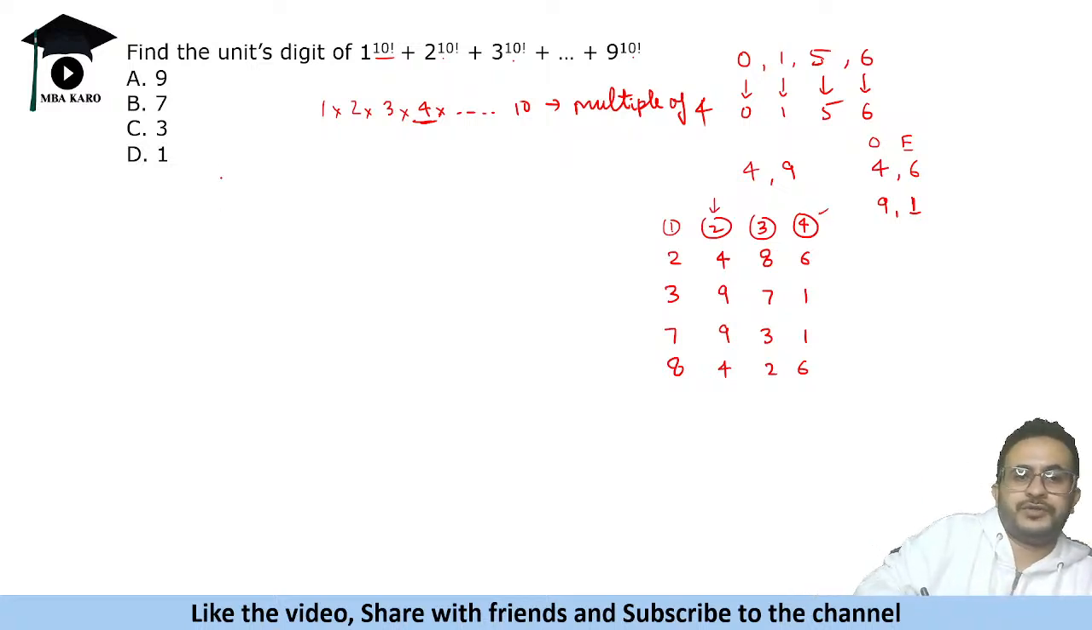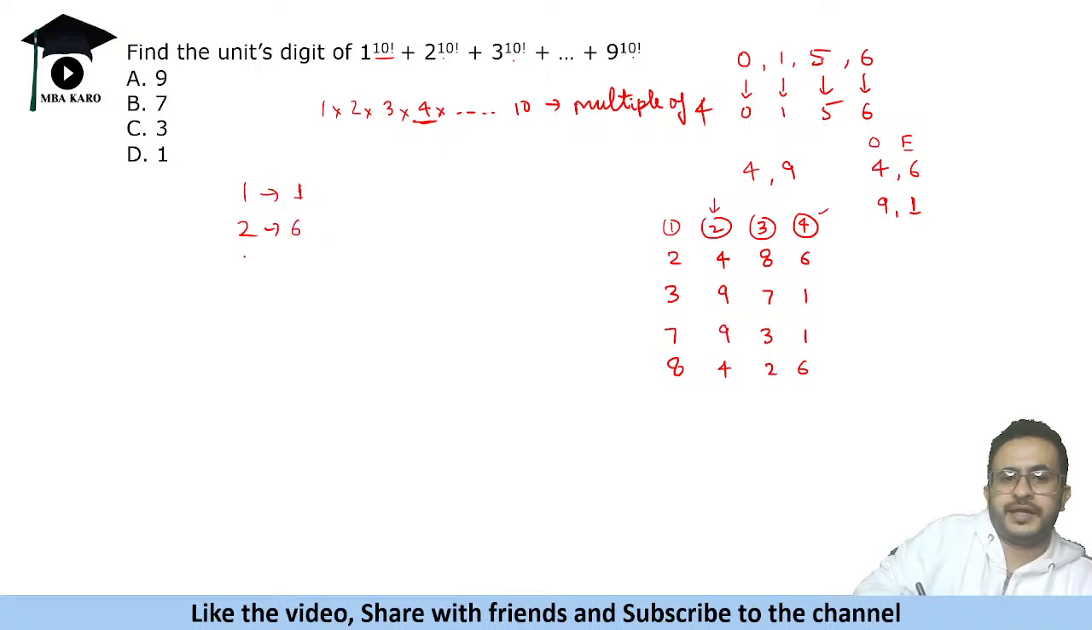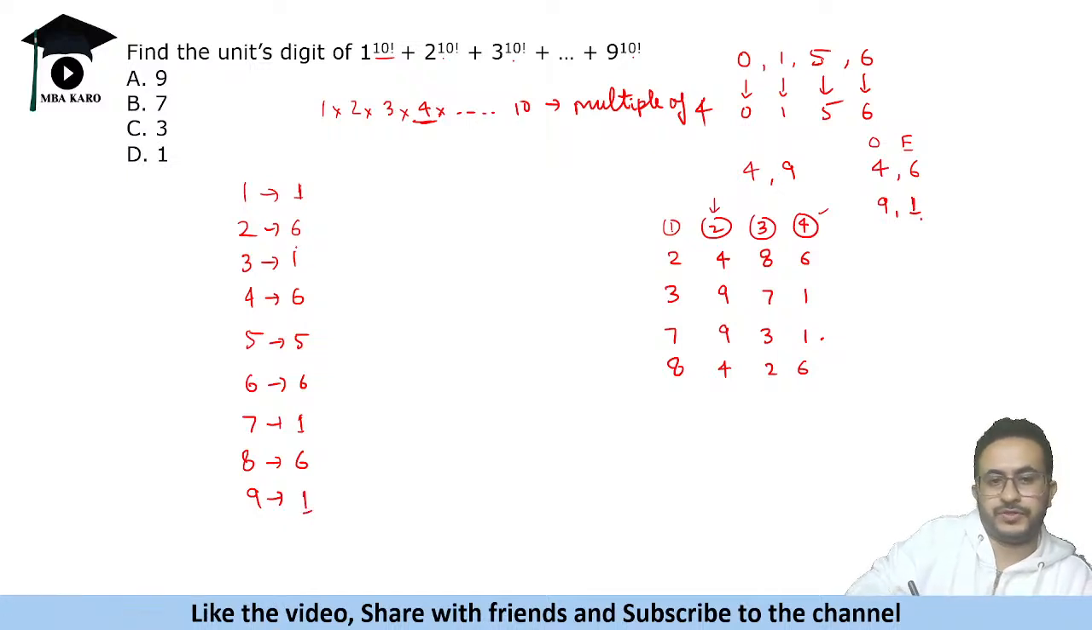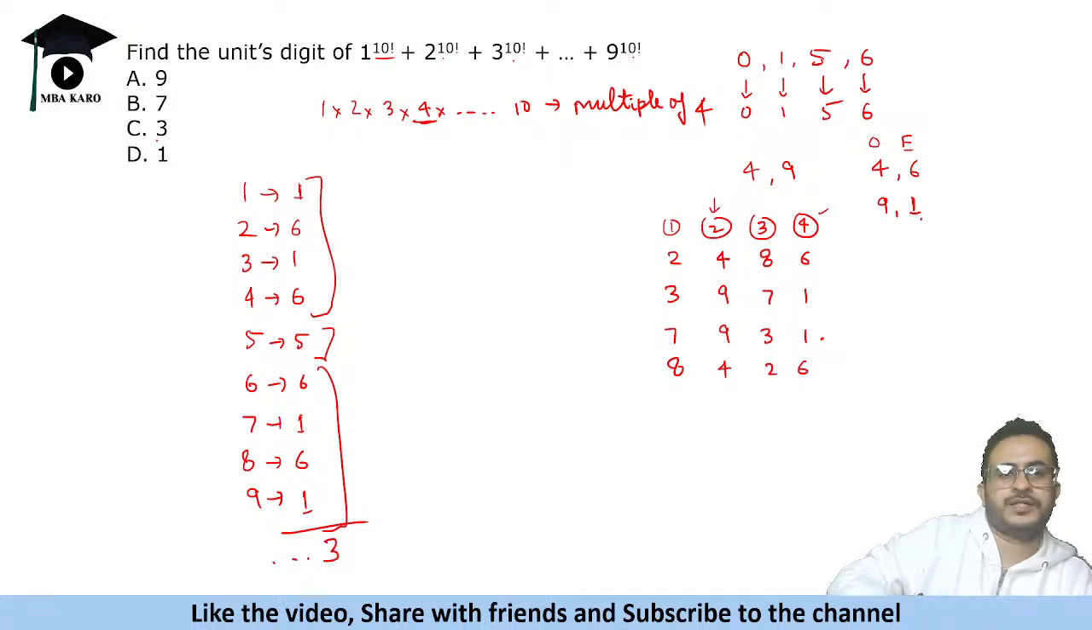So 1, 2, 3, 4, 5, 6 and so on till 9. For 1, the fourth power ends in 1. For 2, the fourth power ends in 6. For 3 it is 1, for 4 it is 6, for 5 it will be 5 only, for 6 always 6, for 7 it is 1, for 8 it is 6, and for 9 it is 1. Even power ends in 1. Now you have to add these: 1, 6, 1, 6 is 7, 7 more is 14, again 14 is 28, 28 plus 5 is 33. So the last digit turns out to be 3.